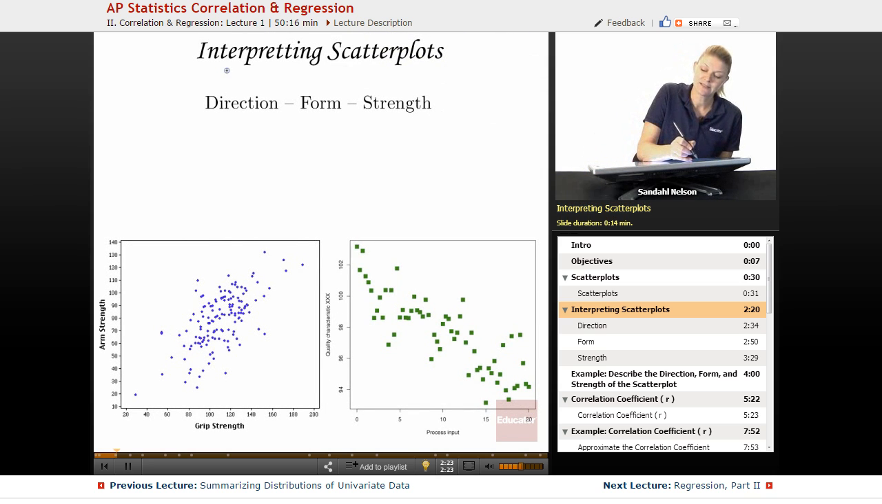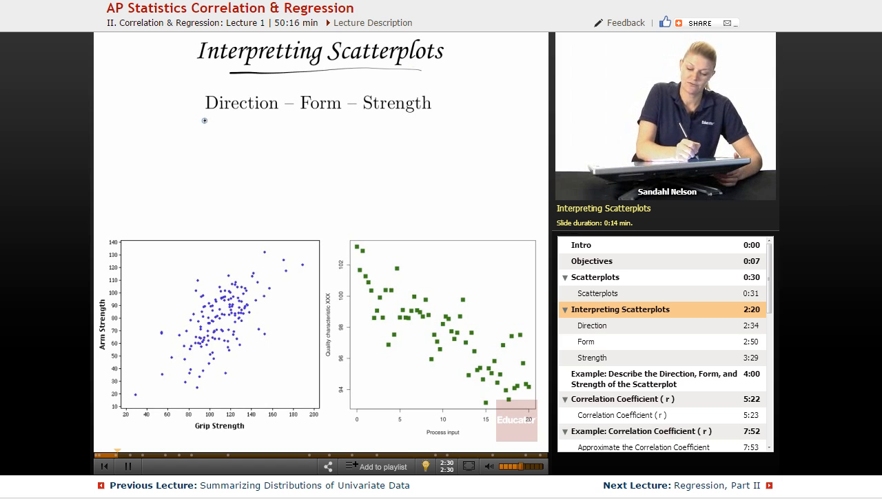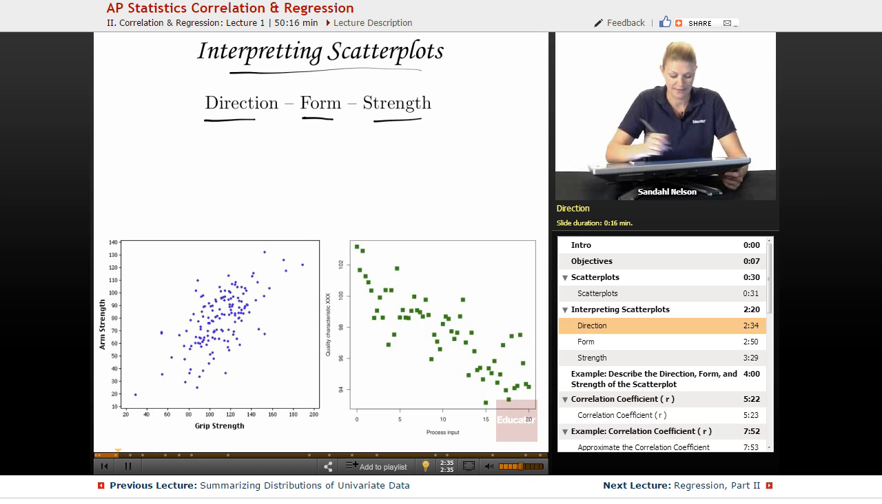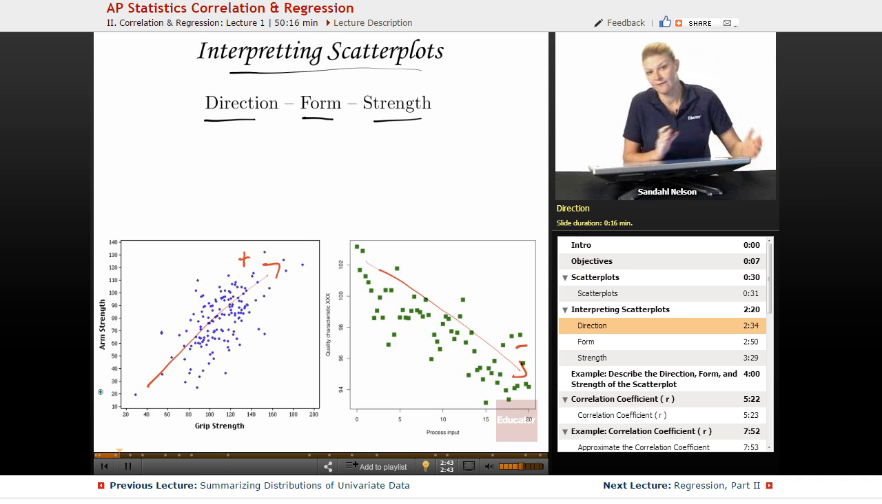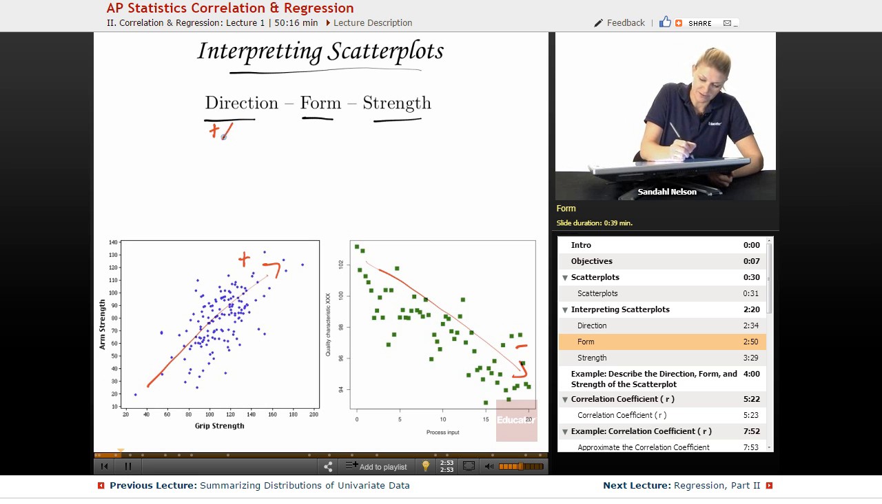When you have a scatter plot, you're often going to be asked to interpret it. And whenever you're asked to interpret a scatter plot, that means you're asked for the direction, the form, and the strength. The direction's pretty easy. It's going to be positive or negative. It's positive if as one moves up, the other moves up, and it's negative if they move in opposite directions, so as one moves up, the other moves down. Form is going to be linear or nonlinear.